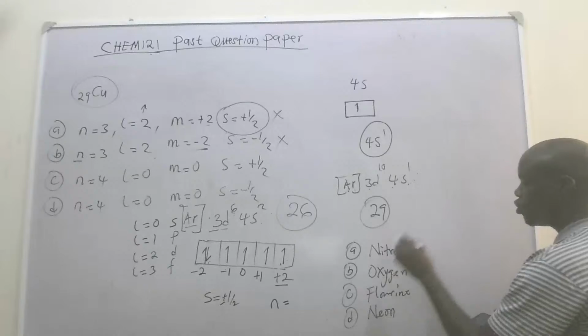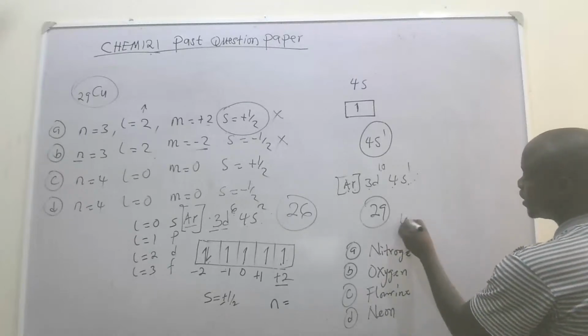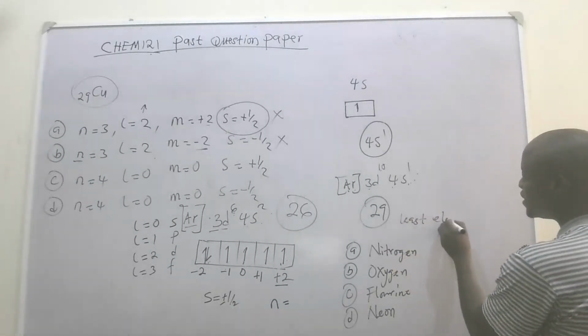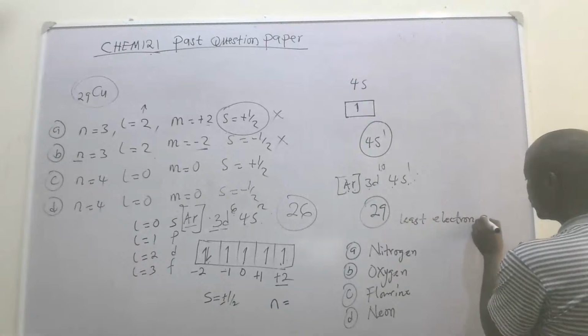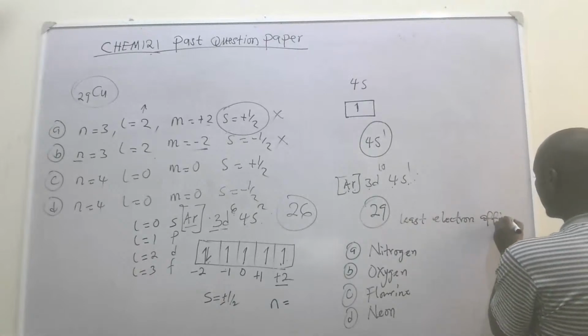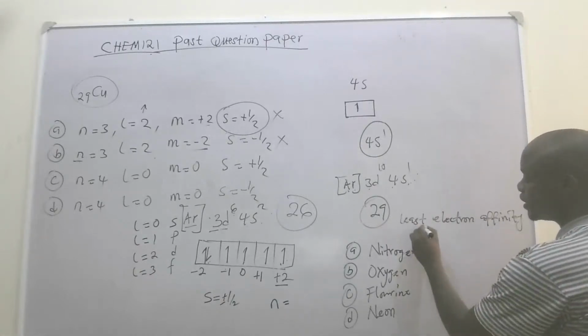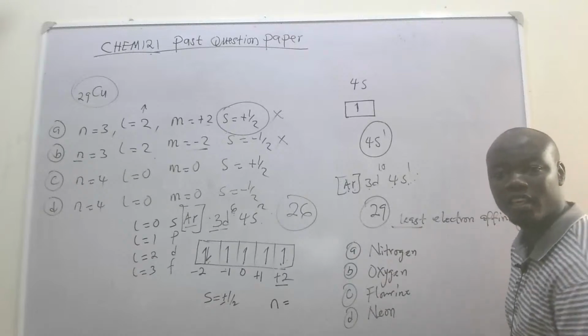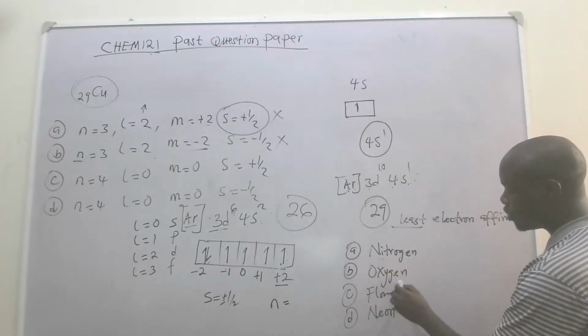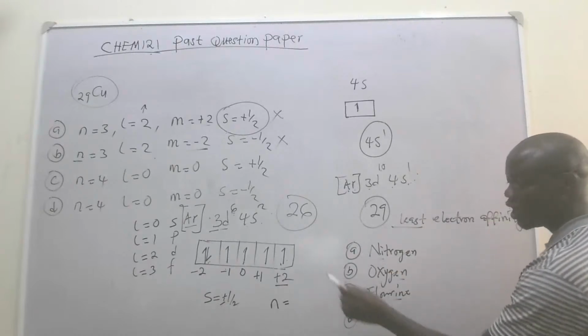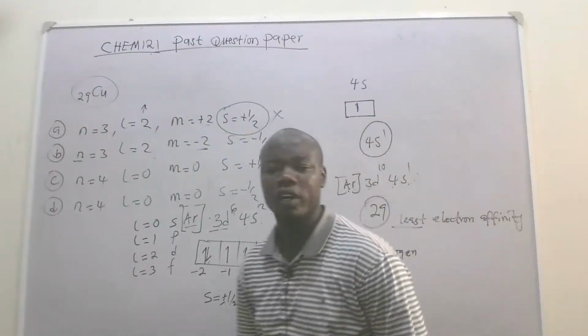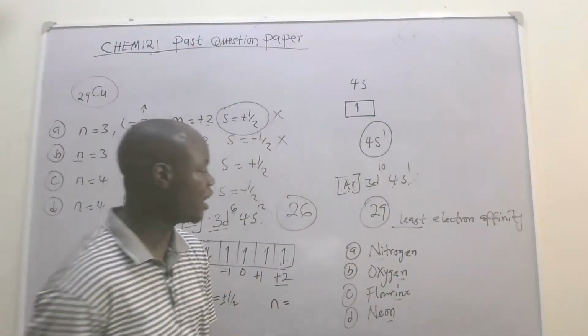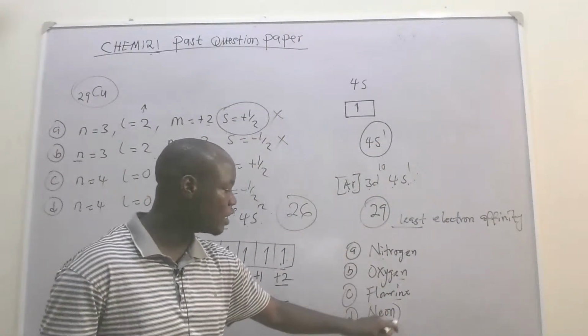So which of the following has the least electron affinity? Please, what is the answer? We have nitrogen, oxygen, fluorine, and neon. Which one has the least electron affinity? Excellent, the answer is neon.